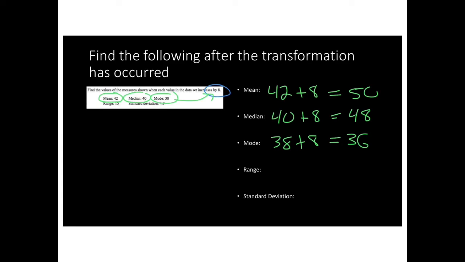All right, those three things are the ones that are always going to increase or decrease by whatever the data set is changing by. For our other two values, the range and the standard deviation, those are always going to stay the same. So the range is going to stay as 15, and the standard deviation is going to stay as 4.9. So again, just to reiterate, mean, median, mode, those M's, those are the ones that are going to increase or decrease by whatever we are changing our data set by, whereas the range and the standard deviation are the ones that are going to stay the same.